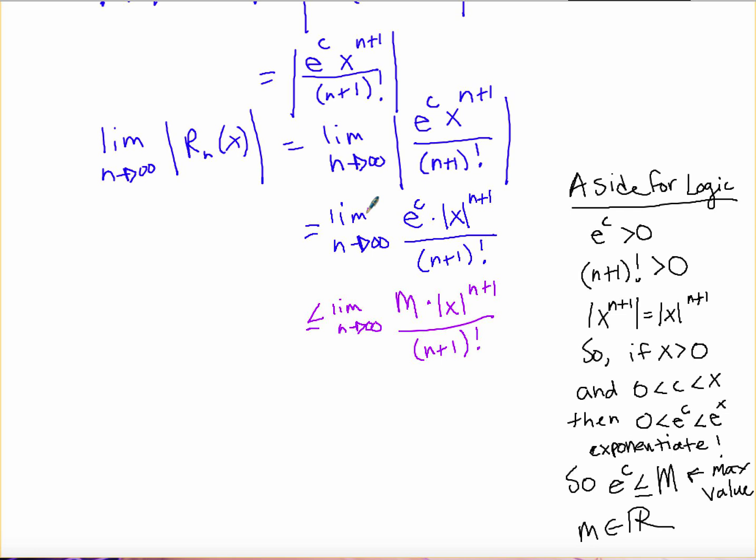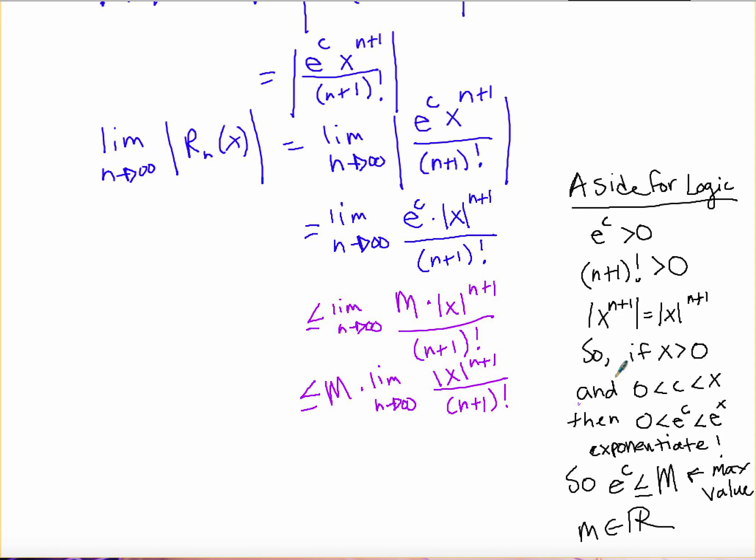Now, I don't know what my max value is, but I do know that it's going to be a constant, just as this was a constant. And with limits, I can move this out to the front. So here we go, out to the front of my limit. And I've still got the absolute value of x to the n plus 1 power, all divided by n plus 1 factorial. Sorry, that got a little squishy here from one line to the next.